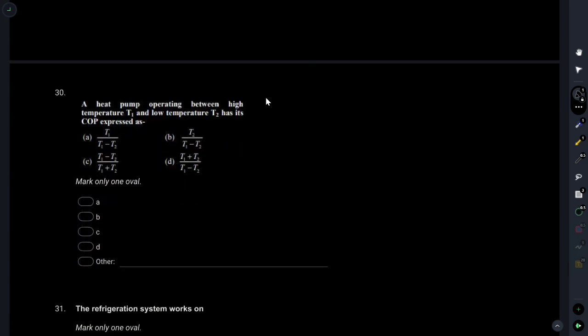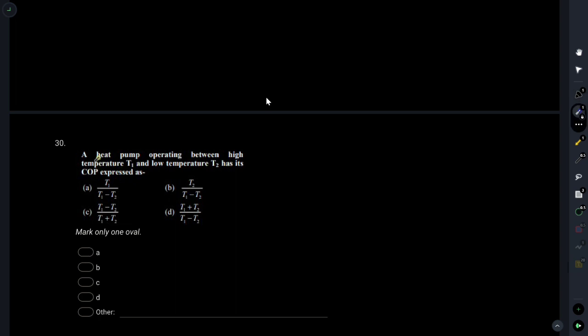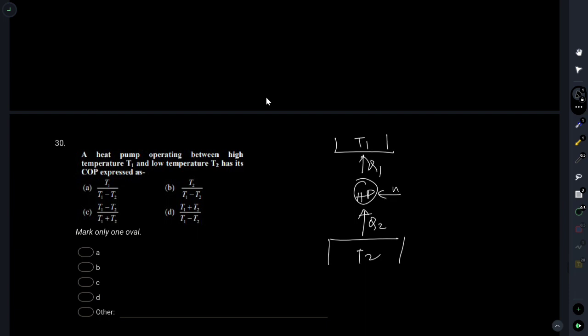Moving further. This is the direct formula which is asked over here. A heat pump operating between the high temperature T1 and the lower temperature T2, what will be the COP? Let this reservoir be maintained at T1, and this is the heat pump which is extracting heat from T2. This is Q2, and this is Q1, and we are providing W. COP is equal to the heating effect, that is Q1 divided by the work input. The work input is Q1 minus Q2. For a reversible cycle, this is T1 divided by T1 minus T2. So option A will be the correct answer.